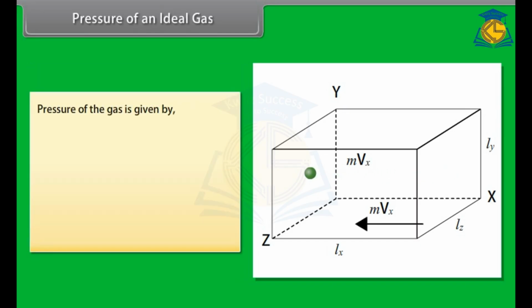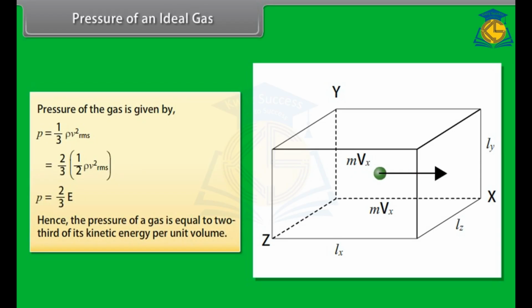Pressure of the gas is given by P is equal to 2/3 of E. Hence, the pressure of a gas is equal to 2/3 of its kinetic energy per unit volume.